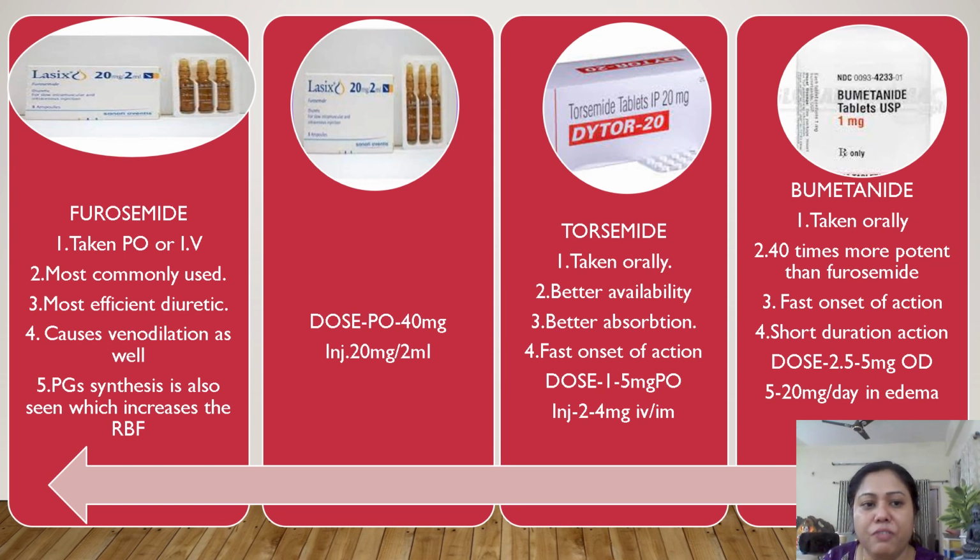Furosemide is the most efficient and most commonly used drug. It is given perorally as well as intravenously. But intravenously, the drug works miraculously. Torsemide and bumetanide have the advantage over furosemide that they can be taken orally and the bioavailability is very good after an oral dose, right? They are better absorbed also. Torsemide is 2 to 3 times more potent than furosemide and it is the longest acting diuretic. Bumetanide is 40 times more potent than furosemide.